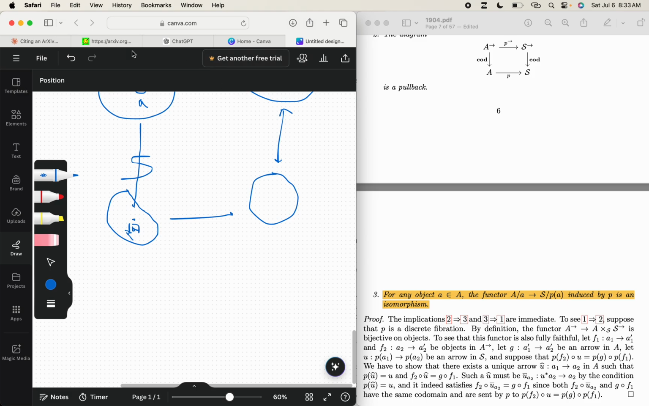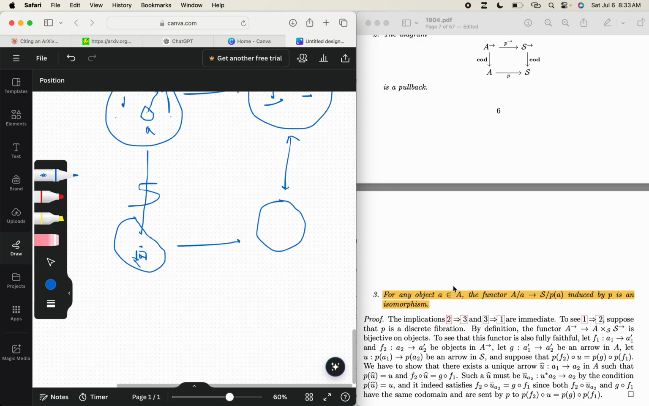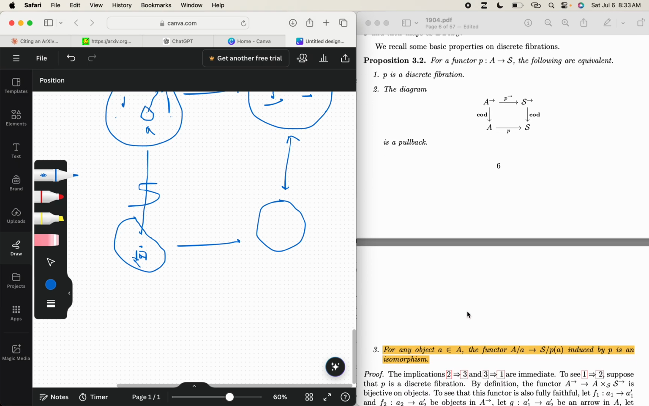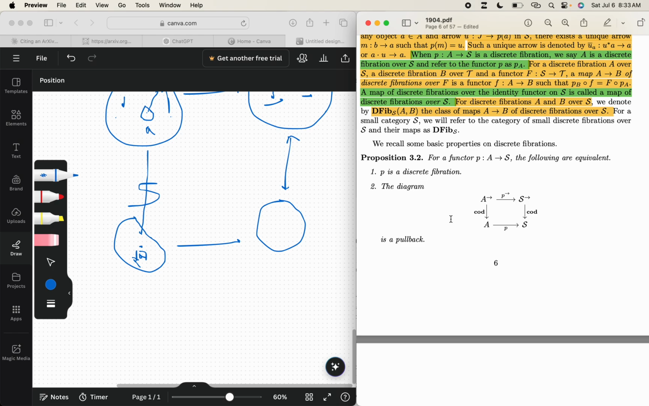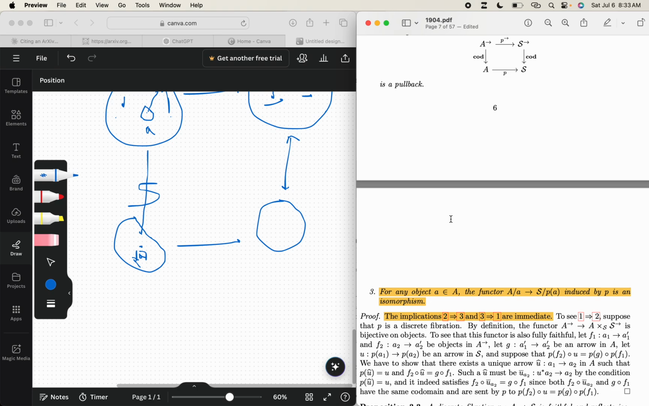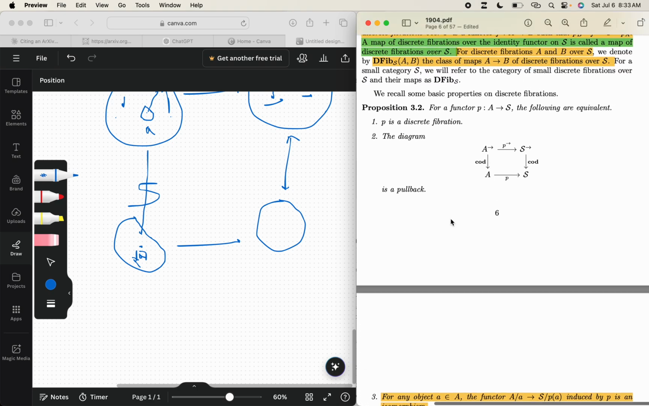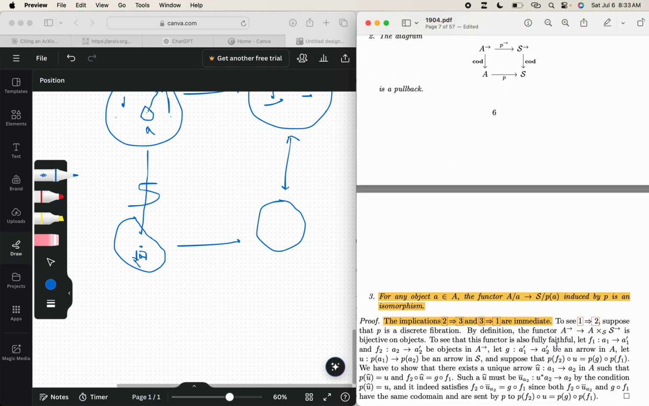I might actually type this. Let's see. Okay, so the implications 2 to 3 and 3 to 1 are immediate, which shows you that I need to learn a lot more because to me it's not obvious. To see 1 to 2, suppose that P is a discrete fibration. By definition, the functor, this is the pullback, and we have a functor from A arrow to the pullback, which I assume we're eventually going to find out is also an arrow category, but we haven't shown that yet.